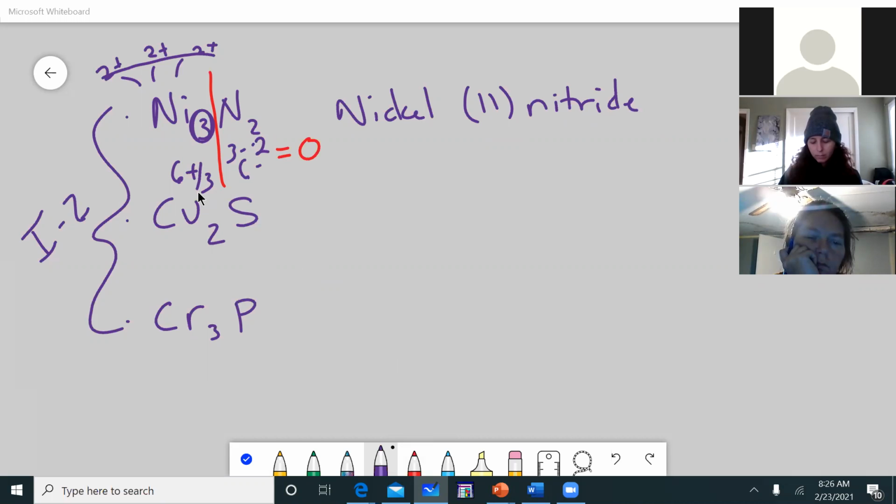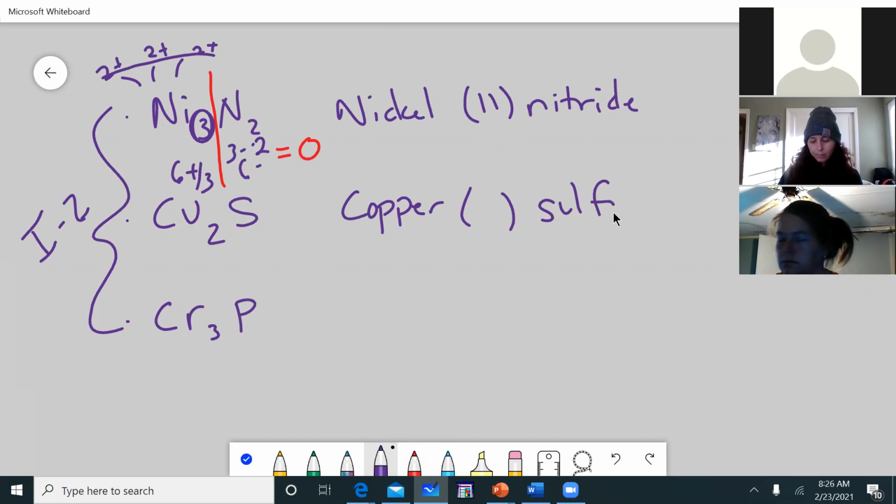Next one here, I've got copper. Copper has an unpredictable charge. And then sulfur, which turns into sulfide. So I need to figure out the charge on copper.